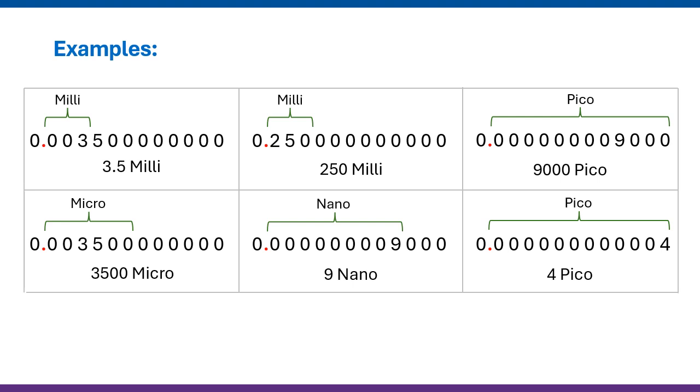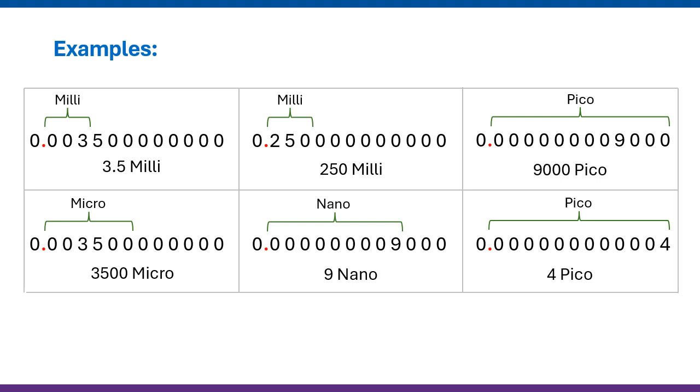Nano, we're going to move over now 9 times because it's 10 to the minus 9. And as we move over, we'll end up with the decimal place ending up on the right side of the 9, which is 9 nano, which is equal to 9 times 10 to the minus 9th. And again, we have picos again, and we move the decimal place all the way over 12 places to the right. We end up with the decimal place to the right of the 4. So we get 4 pico, which is 4 times 10 to the minus 12.